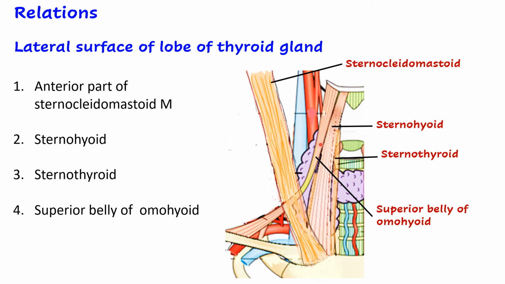Just remember, the lateral surface is going to come in relation to the muscles. You can put your hand on your neck and deep to the skin, you'll be able to feel sternocleidomastoid and the strap muscles. Lateral surface relations will be how many muscles? 4. Sternocleidomastoid, sternothyroid, sternohyoid, and omohyoid superior belly. Sorry, I think this is sternohyoid, the more superficial one, and the deeper one is the sternothyroid.